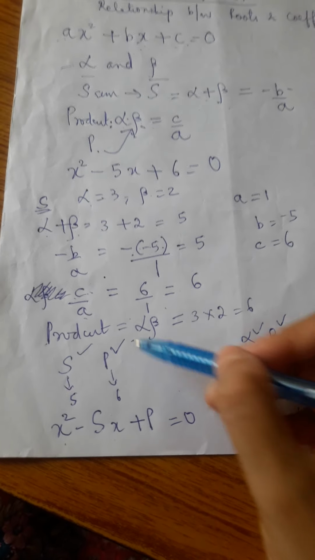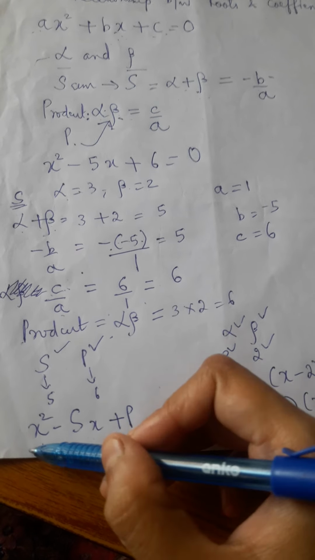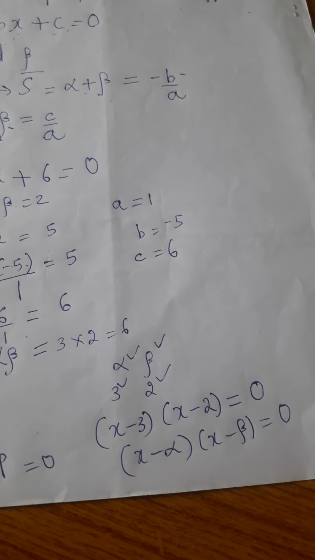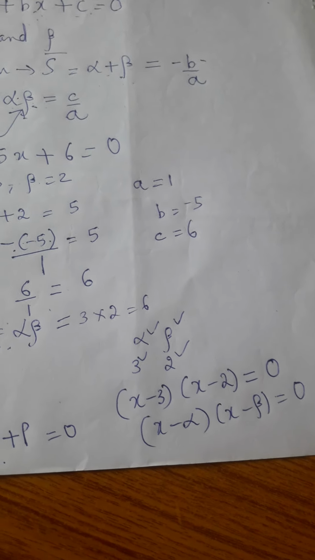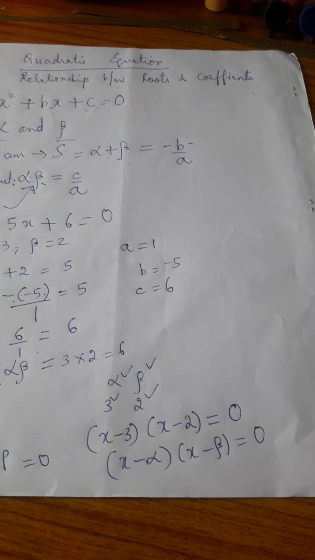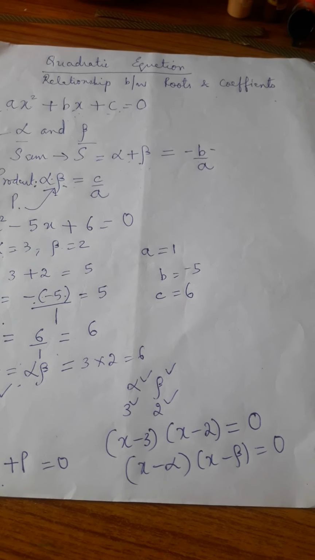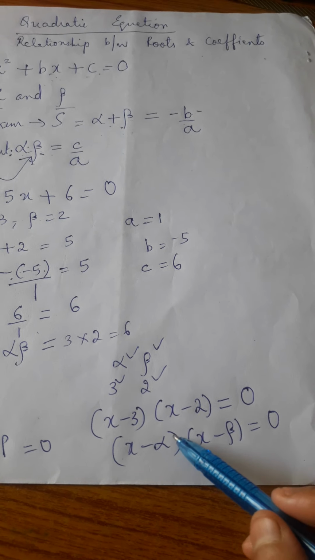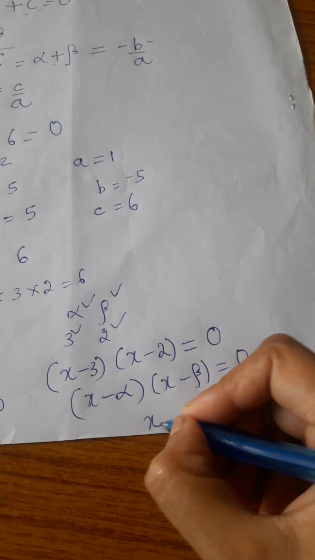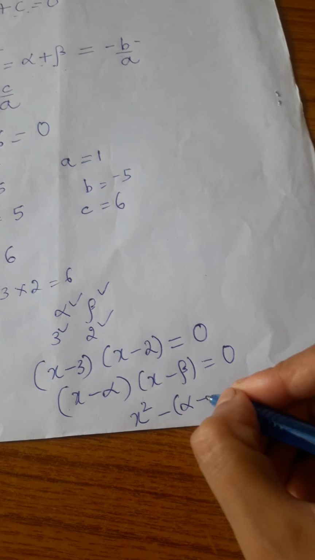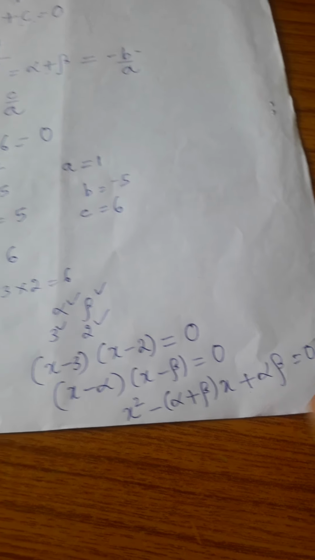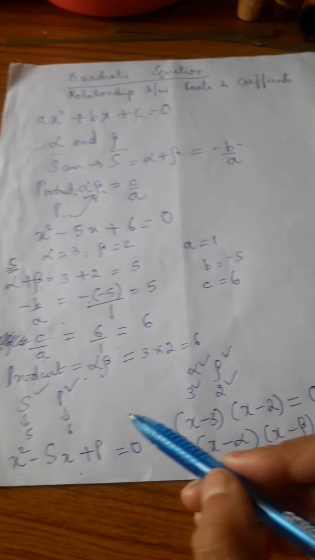So, if the sum and the product are given, use this general form, x square minus sum into x plus product is equal to 0. And if the actual roots are given, then you just have to use x minus alpha, which is one of the roots, into x minus beta is equal to 0. Alright, and when you expand this, you would actually get x square minus alpha plus beta into x plus alpha into beta is equal to 0. So there you go, it just boils down to the same thing, okay.